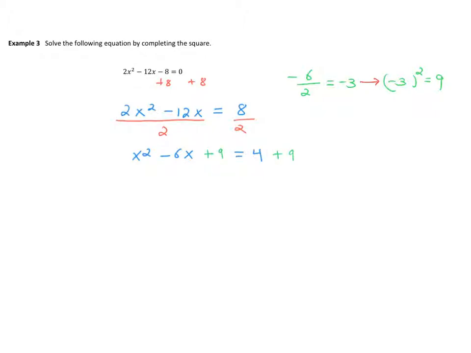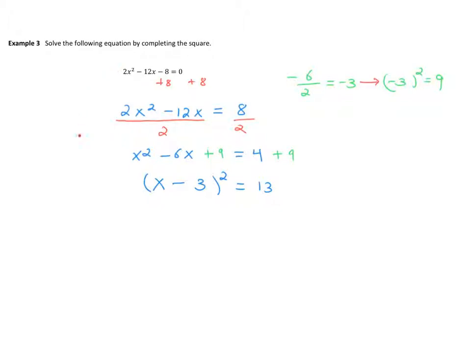And I claim that the left side is now a perfect square. The right side is just 13, but the left side has got to be something squared. In fact, it's got to be x minus something. I know it's got to be minus because there's this negative here, x minus something squared. Well, what would it be? There's only one number that when you put it here and square it would take you back to this 9, and that value is this -3.